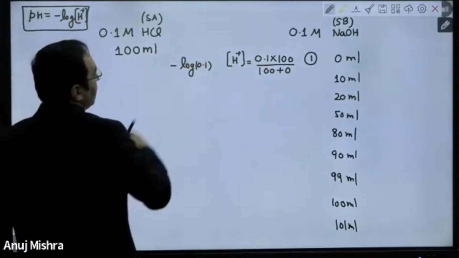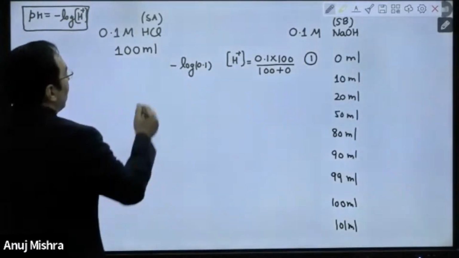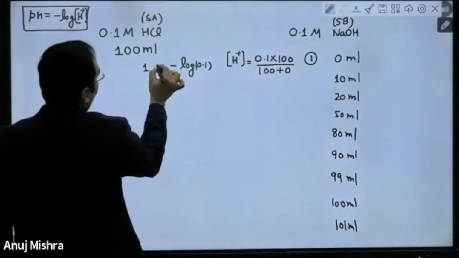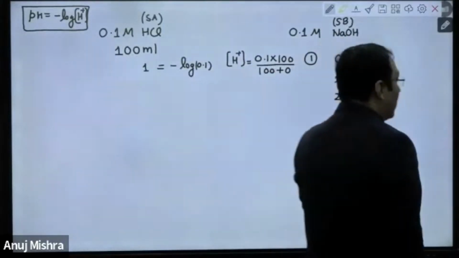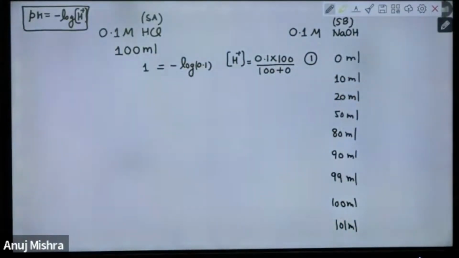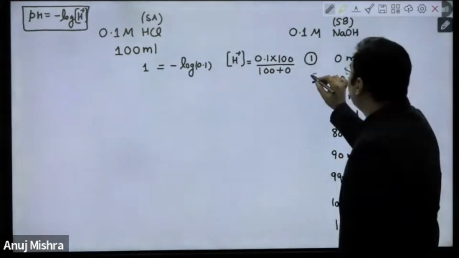If H plus is 0.1, mathematically what is minus log of 0.1? Log of 0.1 is log of 1 by 10, which is log 1 minus log 10, that is minus 1. So the value comes to 1. Write down 1. So when you have 0 ml NaOH, the pH value starts at 1. Any issues in this? Next, what will happen at 10 ml? When you have 10 ml, what will happen now?